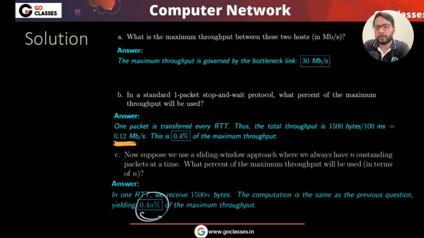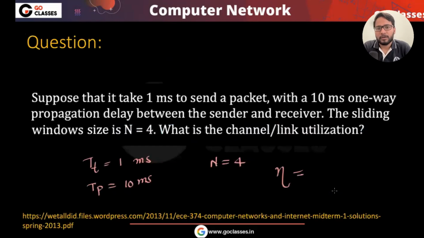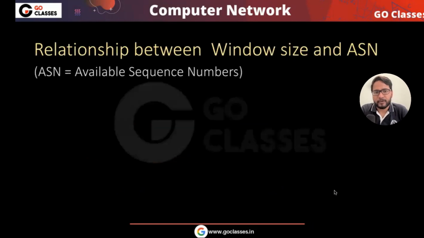Okay, 0.4 into n. So whatever you got earlier, you just need to multiply by n. That's all. That is how we can solve this particular question. Okay. Now, let's just move to the next question that we have.